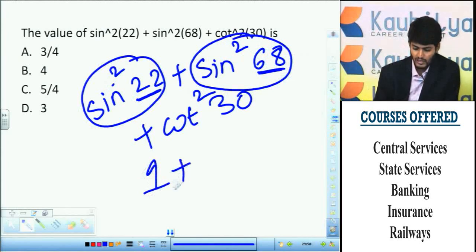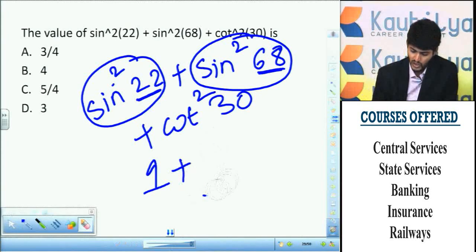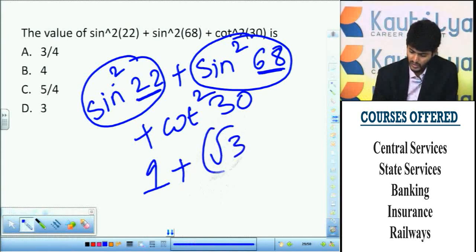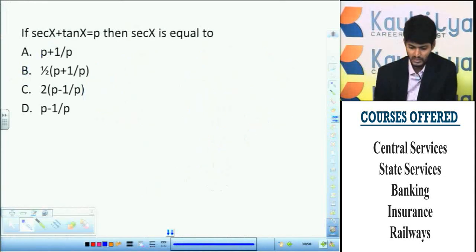So cot 30 will be 1 by root 3, so 1 by root 3 whole square will be 1 by 3. Sorry, cot square 30, sin square 22 plus cos square 22 you have 1, and you have cot square 30. Tan 30 is equal to 1 by root 3, so cot 30 will be root 3, so you have root 3 whole square, which is 3, so 3 plus 1 you will get the answer as 4. Okay, you can simplify the problem in this way.